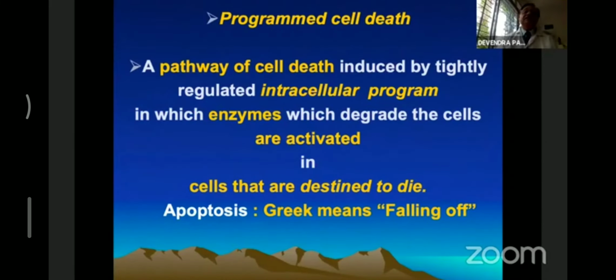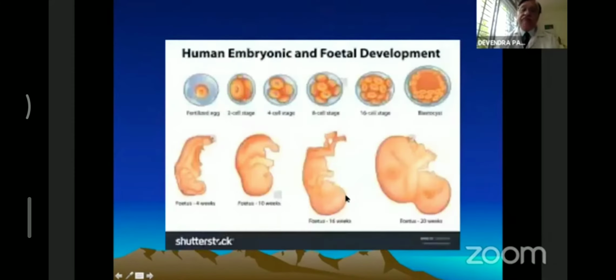So certain cells are programmed to die. They're destined to die. So how do they die? Through apoptosis, a pathway of cell death induced by a tightly regulated intracellular program in which enzymes which degrade the cells are activated in the cells that are destined to die. What is destined to die? Basically, if you see the development of an embryo, these two limbs are developing. Here the two limbs are fused together. The tissue in between them has got to die. It is destined to die so that the two limbs are separated.